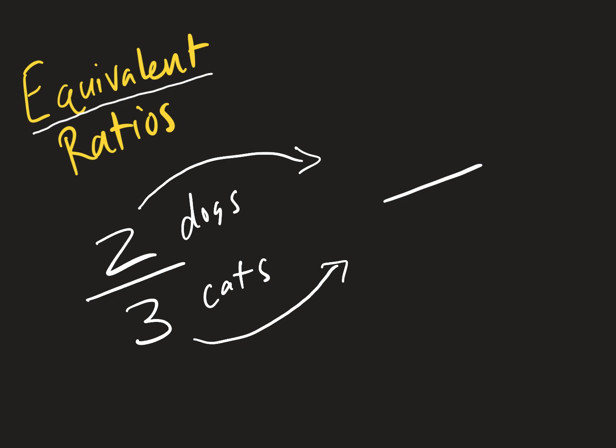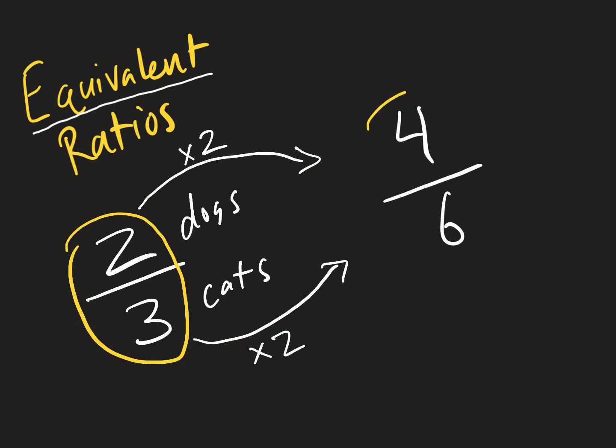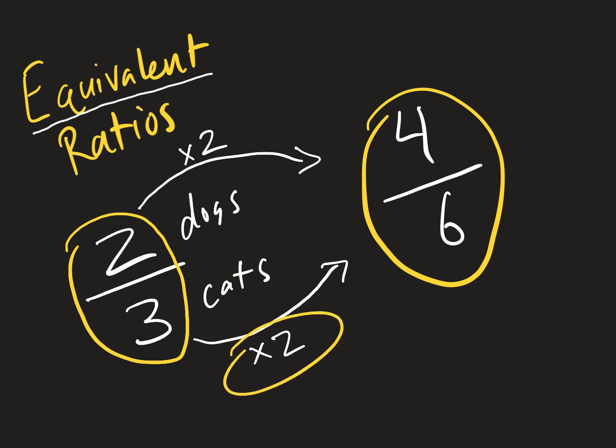So if I multiply 2 by 2, and then I do the same thing with my cats, 2 times 2 is 4, 3 times 2 is 6. So what this is saying is this ratio here is equivalent to that ratio, okay? Meaning the comparison of the two numbers is the same. And so the key here is, can you multiply by the same number? And in this case, I chose to multiply by 2, so I know this is equivalent, okay?